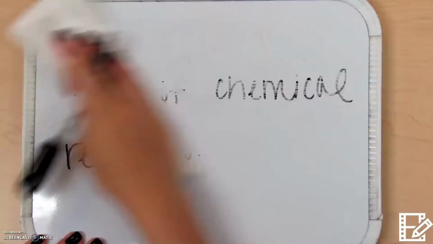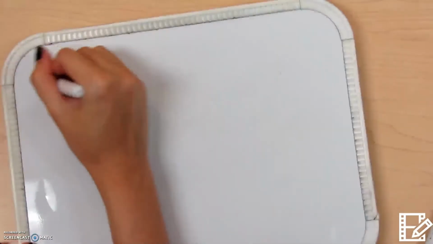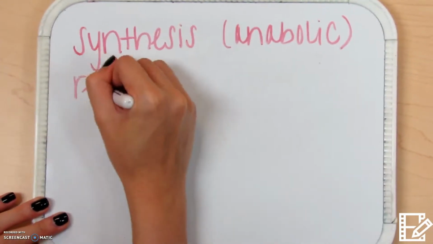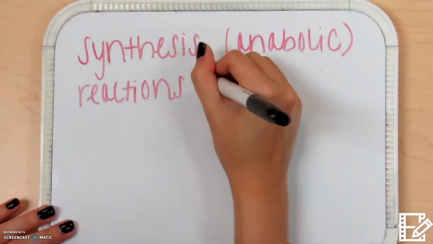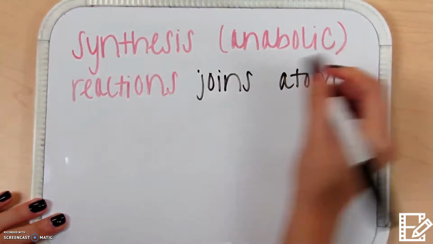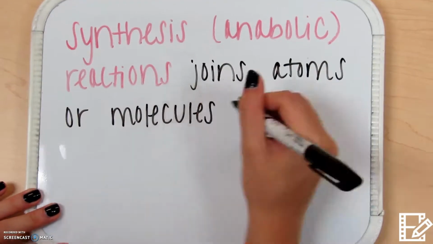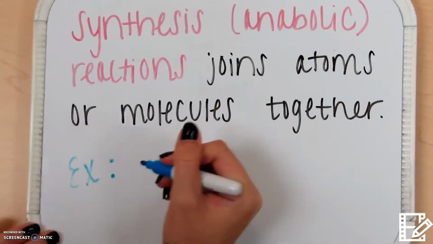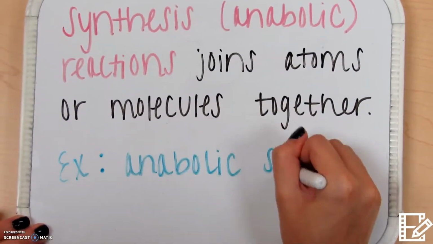Next, we'll talk about the types of chemical reactions. You have synthesis, which are anabolic reactions. These join atoms or molecules together. An example of anabolic reactions is anabolic steroids. These build muscles.